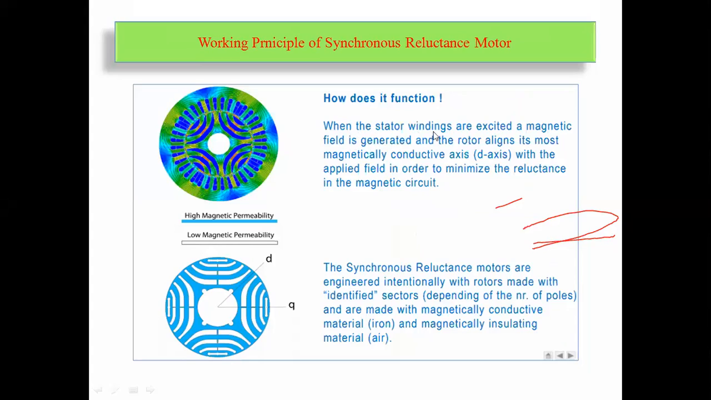Now the working principle. When the stator windings are excited, a magnetic field is generated, and the rotor aligns to its most magnetically conductive axis. When the stator winding is excited, a magnetic field is generated and the rotor aligns to its most magnetically conductive axis.